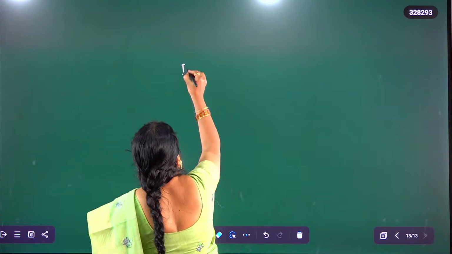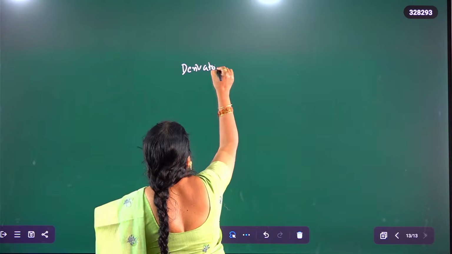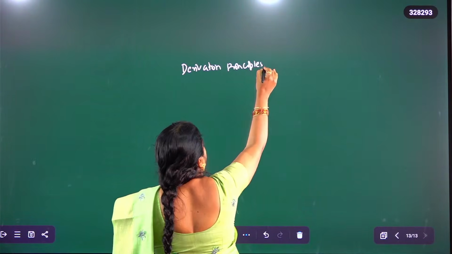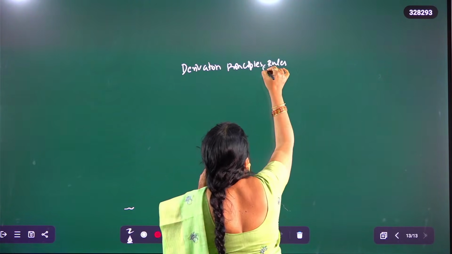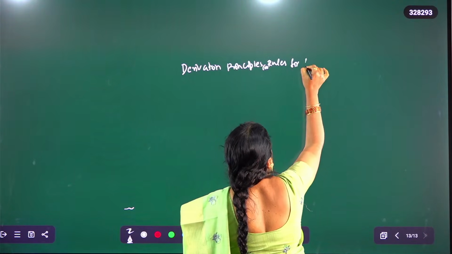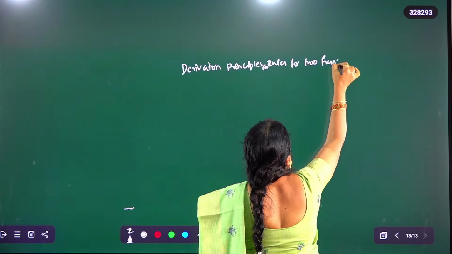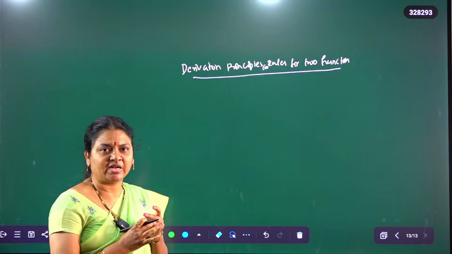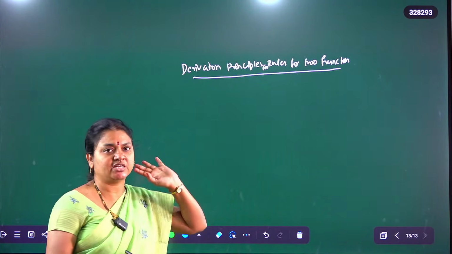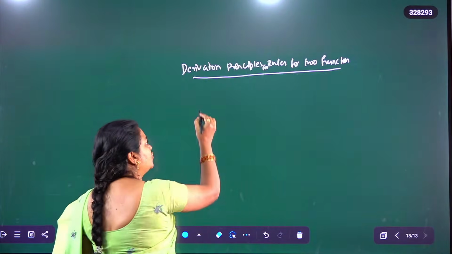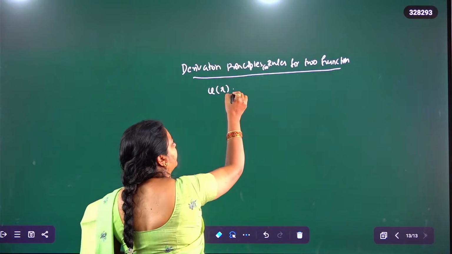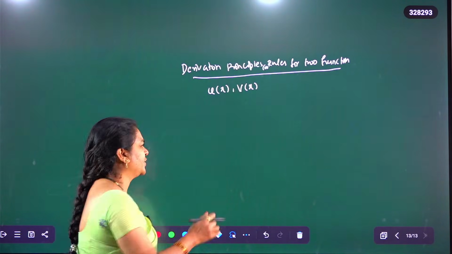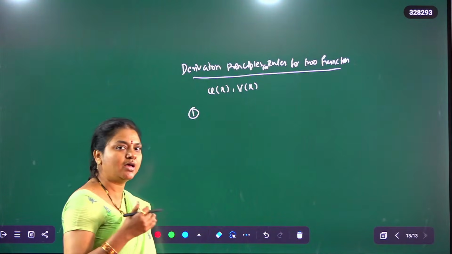Now, derivation principles, or rules, for two functions. These are compulsory: remembering all the derivation formulas, as well as the derivation of these two. Let's take two functions, u of x and v of x. These are the functions, clearly in x. These are the basic principles that we will use in our differentiability.